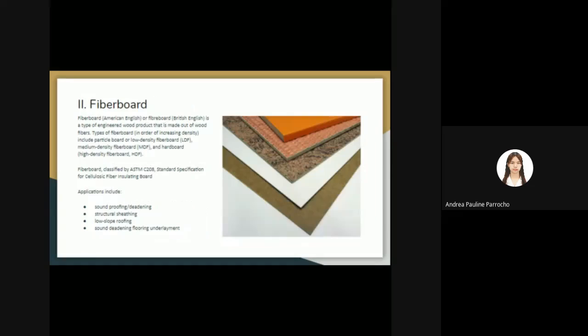Next. Fiberboard or plant fiberboard. Fiberboard is a type of engineered wood product that is made out of wood fibers. Types of fiberboard include particle board or low density fiberboard or LDF, medium density fiberboard or MDF, and hardboard or high density fiberboard or HDF. Fiberboard is classified by ASTM C208, standard specification for cellulosic fiber insulating board.